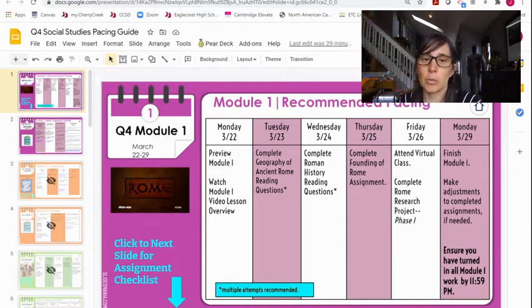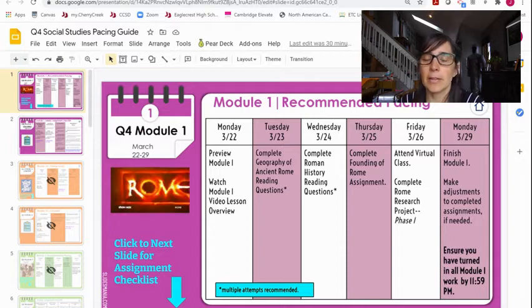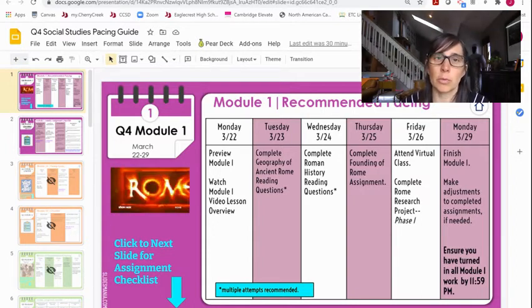Pacing guide for this week. For Tuesday, you're going to view the module, complete geography of ancient Rome. It's reading questions. Wednesday, Roman history. Thursday, the founding of Rome assignment. Friday, attend VC and complete your research project phase 1. And I'll explain to you exactly what that means. Monday, everything is due. So we're right back to our usual schedule.